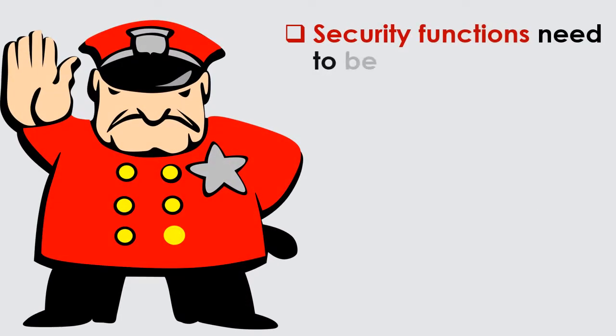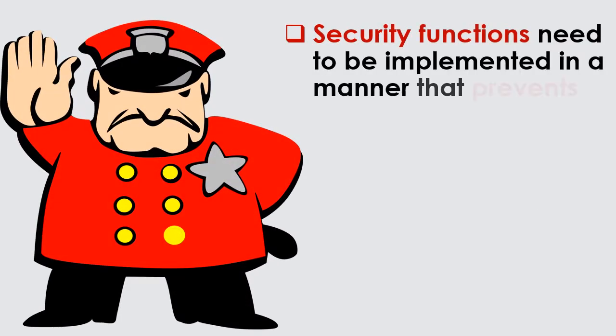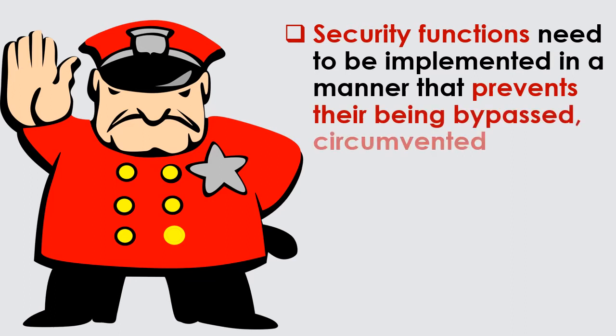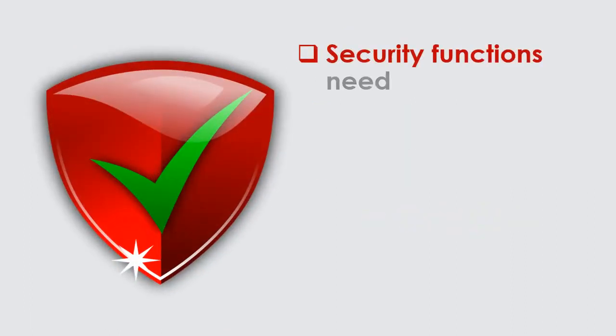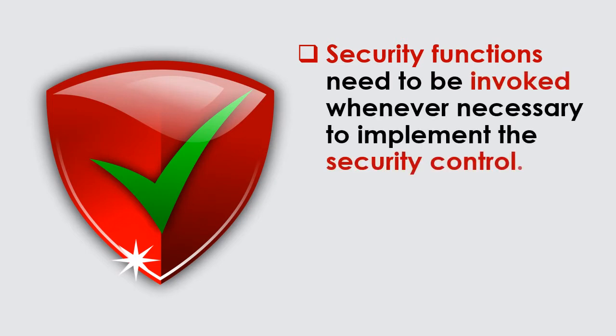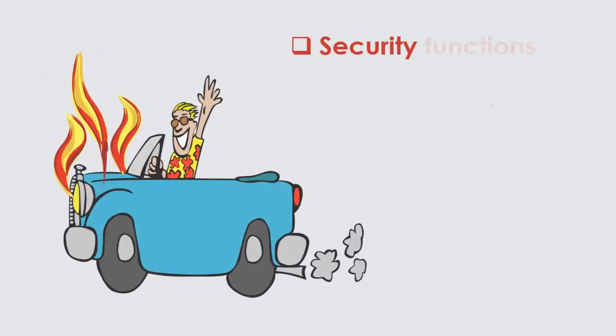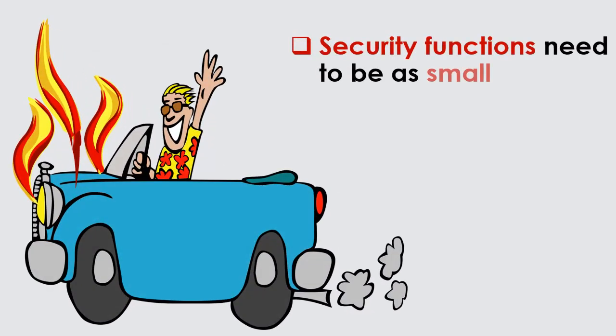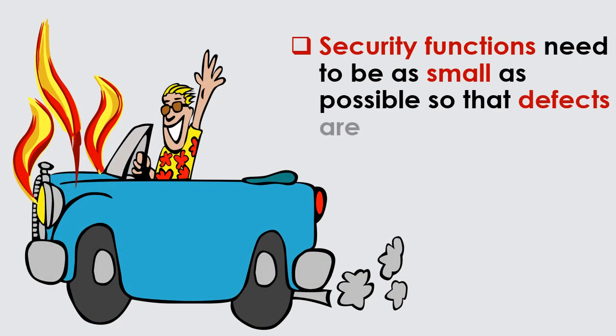Security functions need to be implemented in a manner that prevents their being bypassed, circumvented, or tampered with. Security functions need to be invoked whenever necessary to implement the security control. Security functions need to be as small as possible so that defects are more likely to be found.